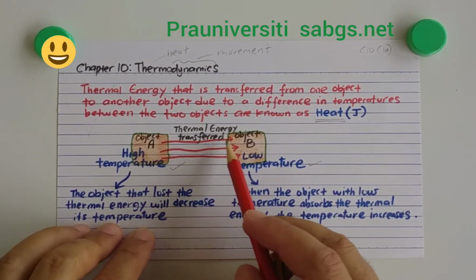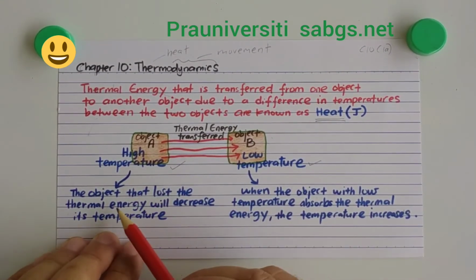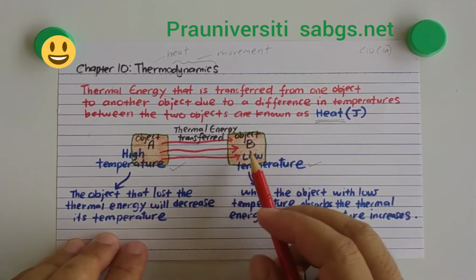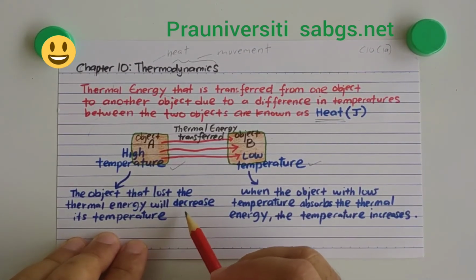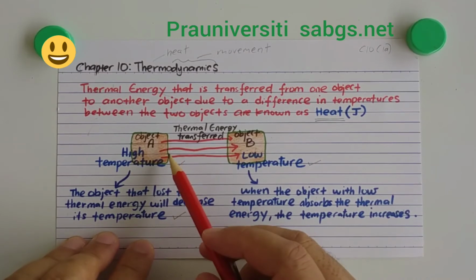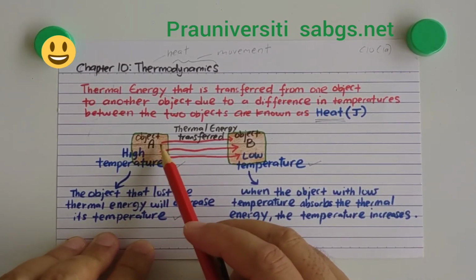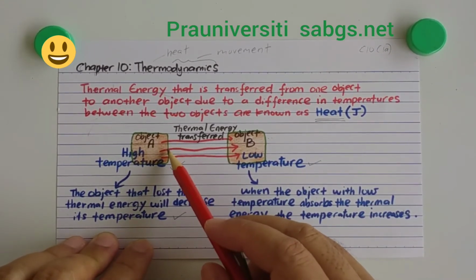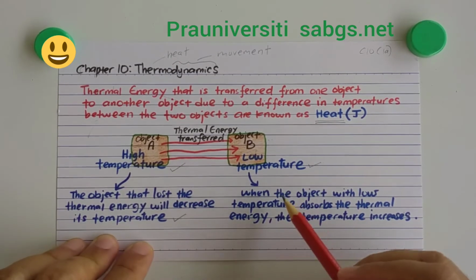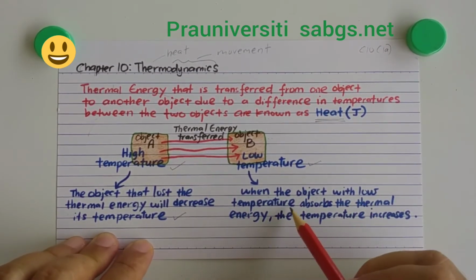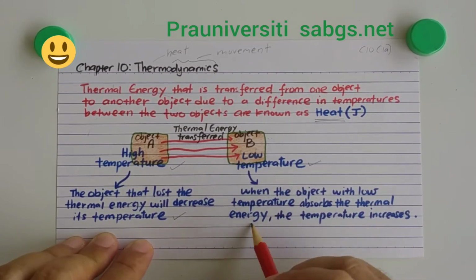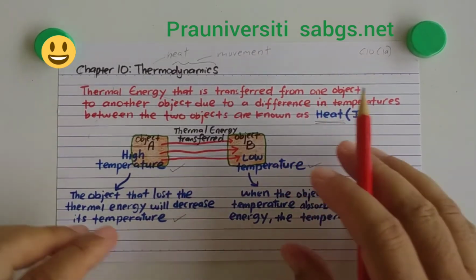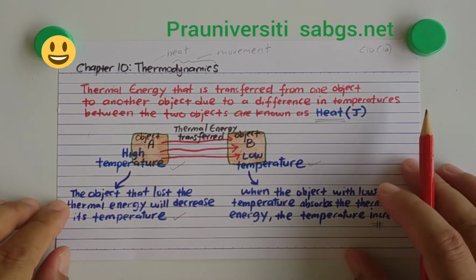So the thermal energy is transferred. The object that lost the thermal energy, in this case object A, loses thermal energy to object B. So what happened? It will decrease its temperature. The temperature is going down for object A. But for object B, the low temperature one, it absorbs the energy from object A. What happens when the object with low temperature absorbs the thermal energy? The temperature is increasing.